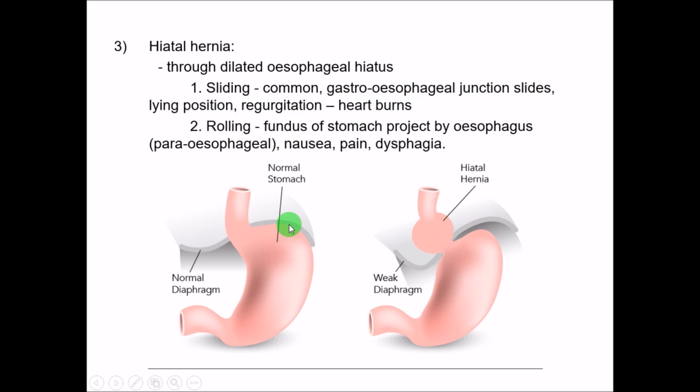So here this is the normal one, this is the hiatal herniation. In case of the rolling one, the fundus of the stomach projects by the esophagus, paraesophageal, causing pain as well as nausea as well as dysphagia. So here is the fundus. Sometimes the fundus might project through along with the opening, this is called rolling, which leads to nausea, pain and dysphagia. So this is about the hiatal herniation.